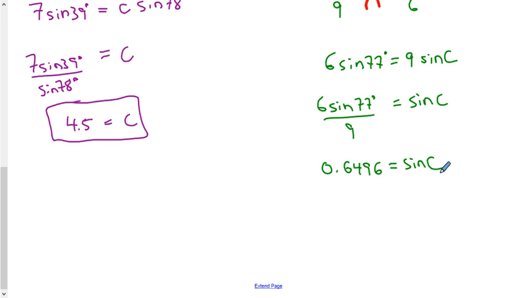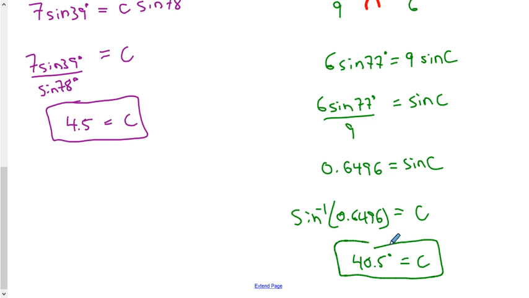Now, since I want to find an angle, I should have known I would have to do an inverse sine, right? So that's what I'm going to do. I'm going to say C is sine inverse. That's the only way I can break those apart, is I'm going to say, okay, what gets me back to my angle? 0.6496. So let's do that in our calculator. What are we going to end up with? We should end up with an angle, and that angle, rounded to 1 decimal place, is going to be 40.5 degrees. So make sure you can do that with your calculator as well.